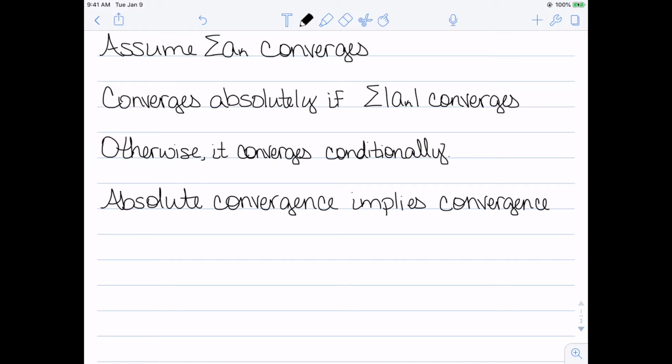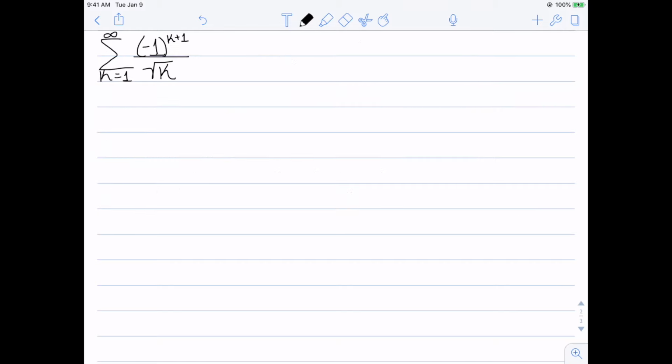So let's look at some examples. Here I have this series, k equal to 1 to infinity of (-1)^(k+1) over the square root of k. And I want to know if this converges absolutely, converges conditionally, or if it diverges. So let's start by seeing if this converges.